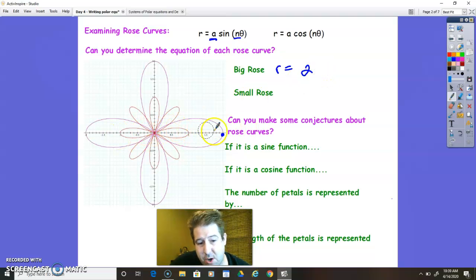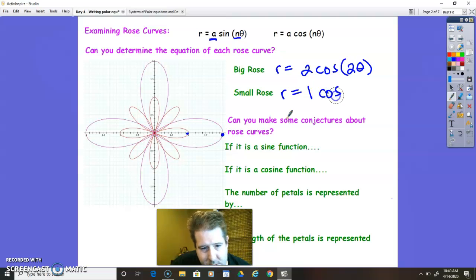Now this happens to start along the original starting point, so I know this is cosine of, this is 1, 2, 3, 4 petals, so that would be double angle. Keep in mind that if it's an even number for n, then it's always going to be double that amount of petals. The small rose is r equals 1, which is the maximum.